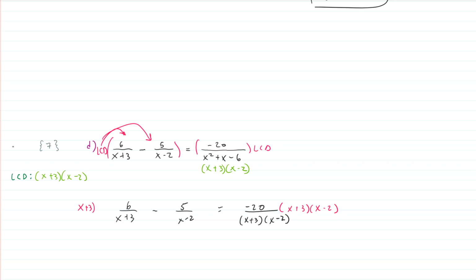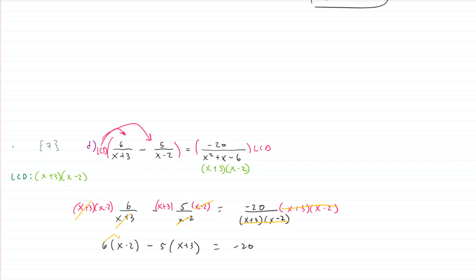x plus 3, x minus 2, then I can do some canceling here. The x minus 2's cancel in the second term on the left. The x plus 3's cancel on the first term on the left, and everything cancels in the denominator on the right. So what do we have left? We have on the left, the first term is 6 times x minus 2 minus 5 times x plus 3 equals negative 20.